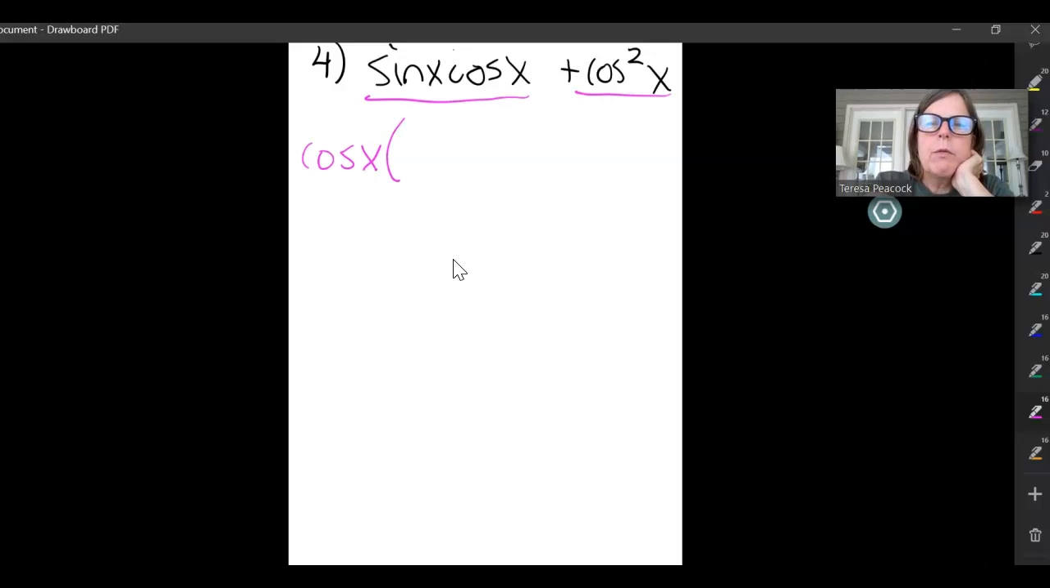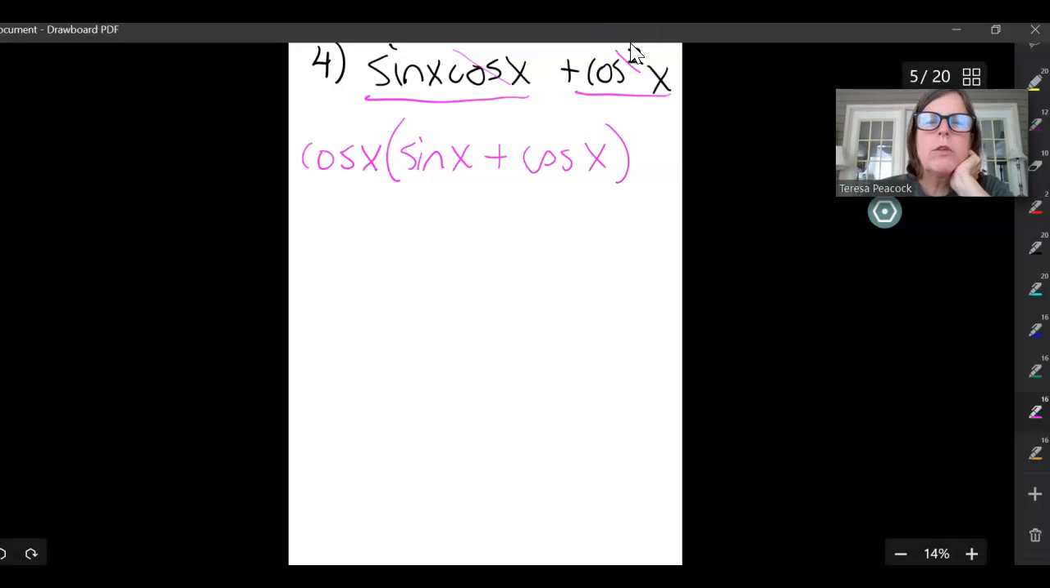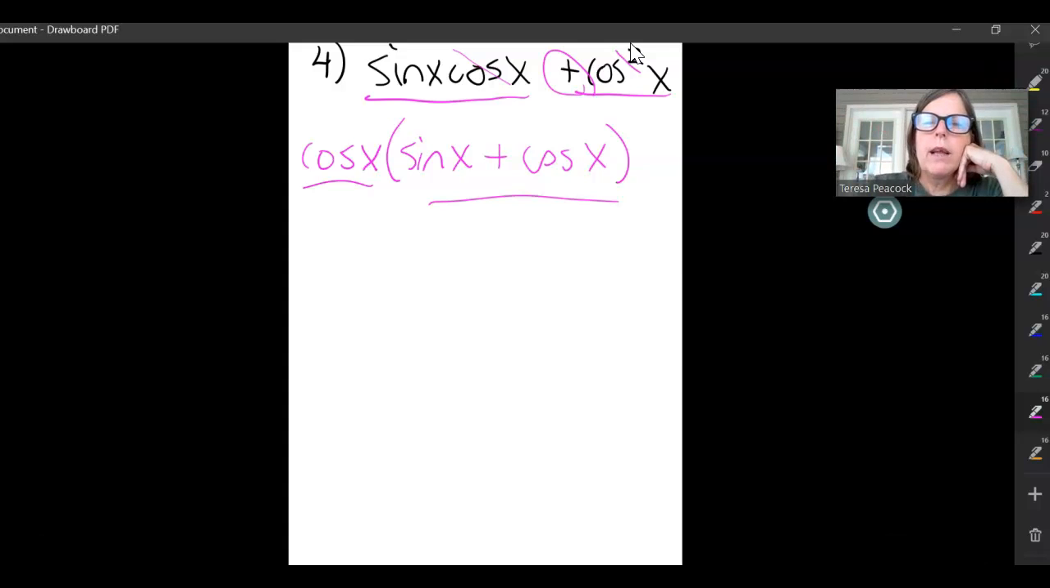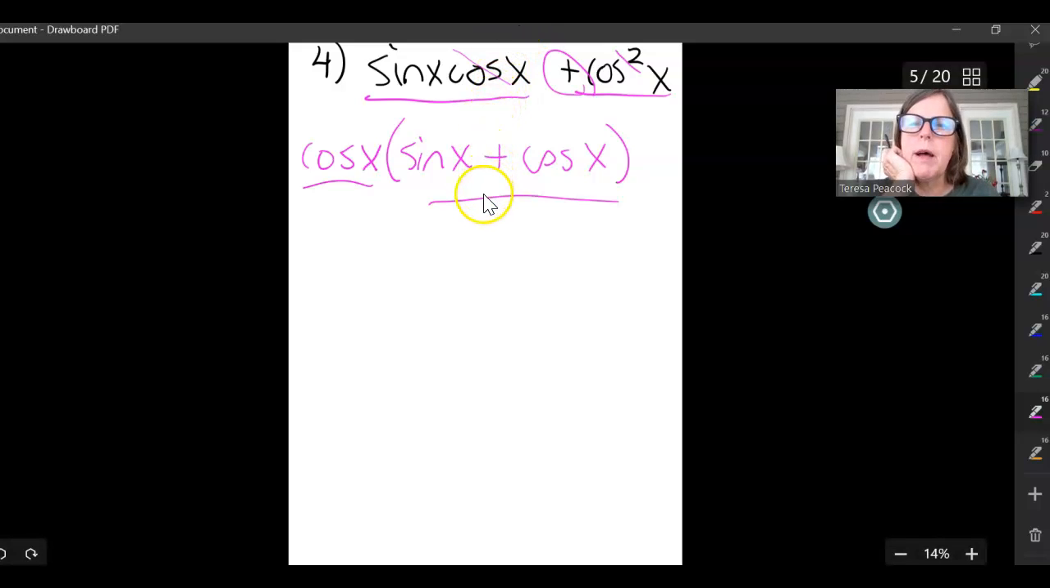And when you take it out of the first term, it leaves you with sine x. And when you take one of the cosines out of cosine squared, it just leaves you with 1 cosine x. That's also factoring. Anytime you're making it something times something, you have factored it from a sum, in this case, to something times something. And you can't simplify any of those anymore because you don't have squares or higher powers in your problem, so there's no possibility of simplifying that anymore.